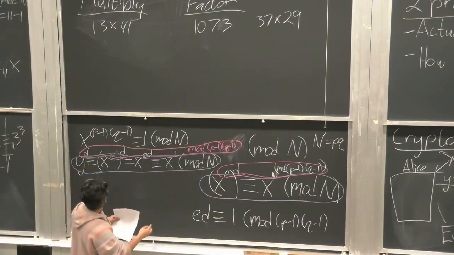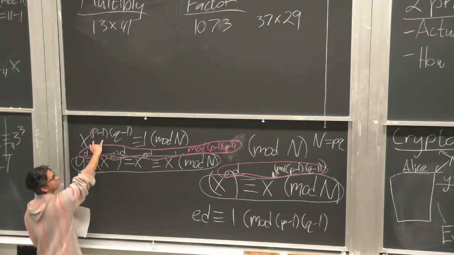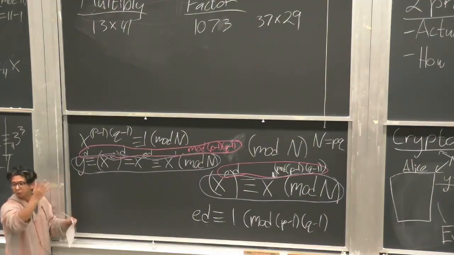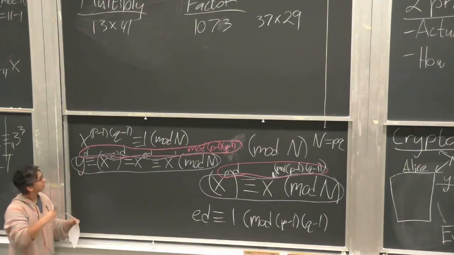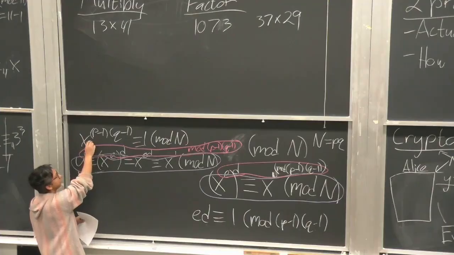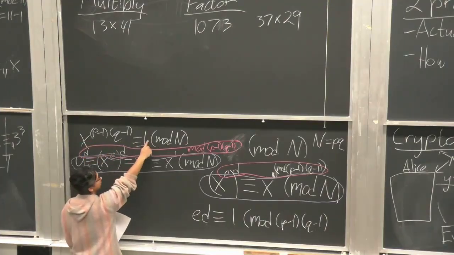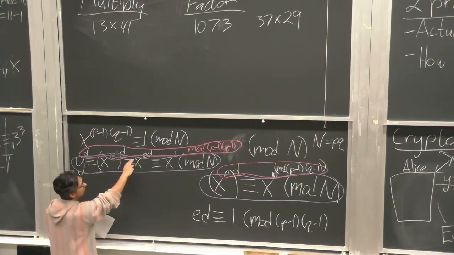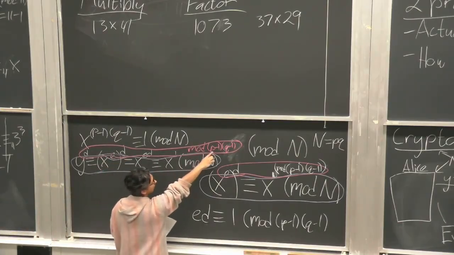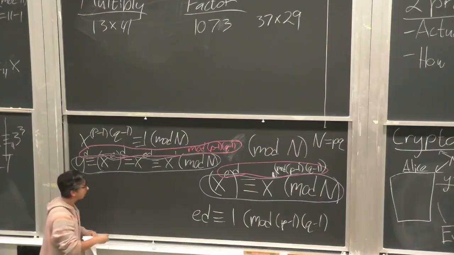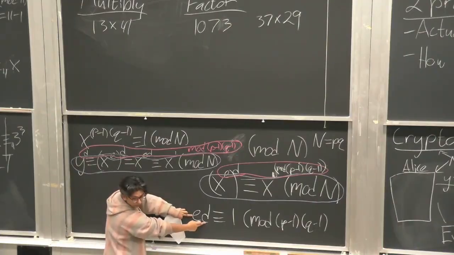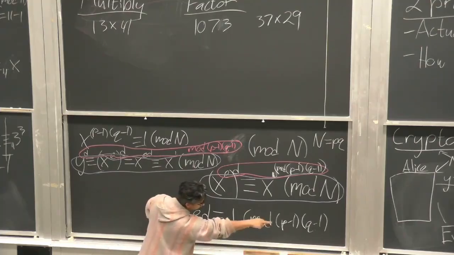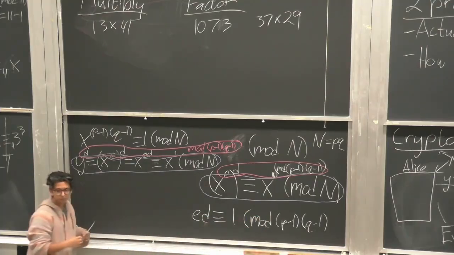Why? Because of the extension of Fermat's little theorem. The extended Fermat's little theorem says x to the p minus 1, q minus 1 is congruent to 1. And what we did is we said e times d should be congruent to 1 mod p minus 1, q minus 1. That's how we set it up. This is what's happening in exponent land: e times d is congruent to 1 mod that. Any questions?